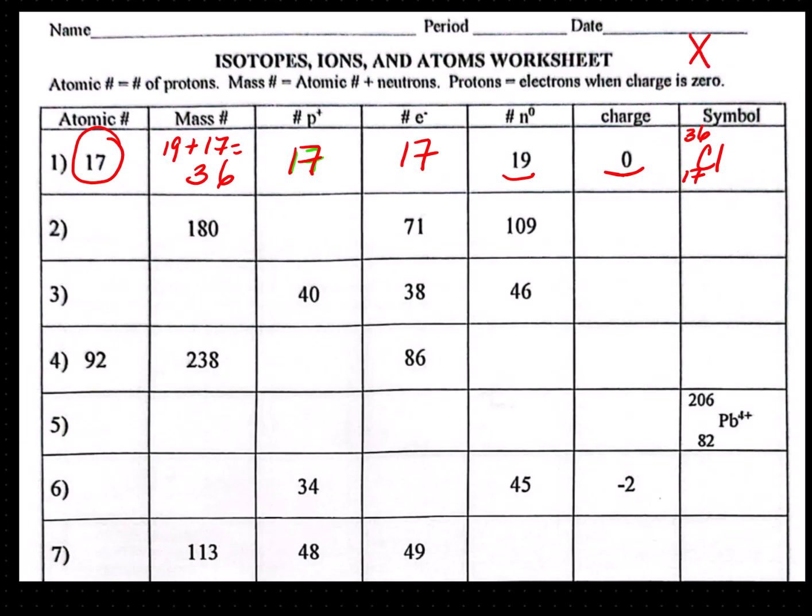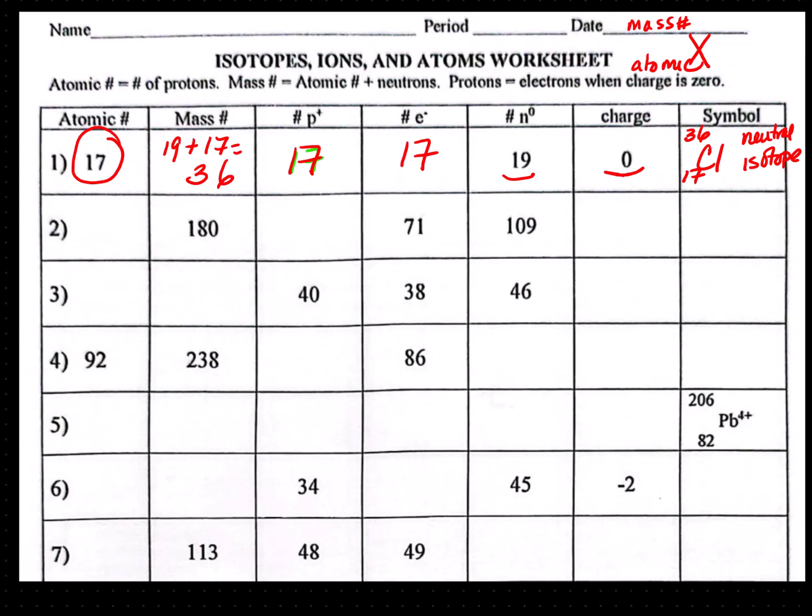Remember, the standard format is we have the symbol. On top is the mass number. On the bottom is the atomic number. It's a neutral atom, because the charge is 0, and it's an isotope. If I compare it to the periodic table, the mass numbers are not the same.